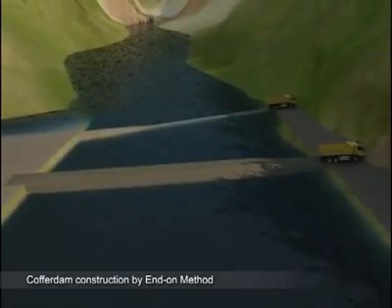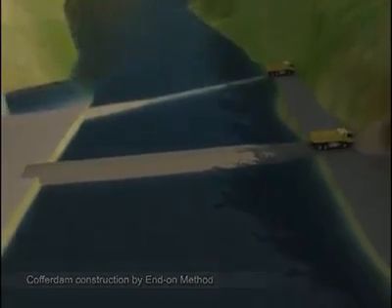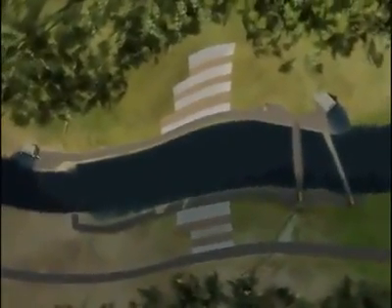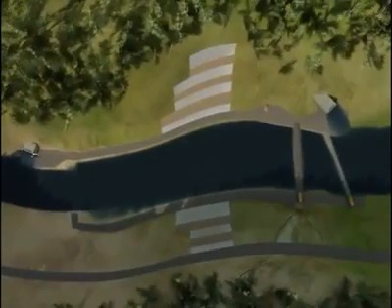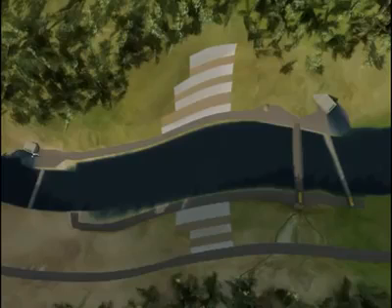Dikes divert the river flow through the diversion tunnel at upstream and prevent the downstream water going back to the dam site. Upstream and downstream coffer dams are then constructed using the material excavated from the abutment slopes and the diversion tunnel.